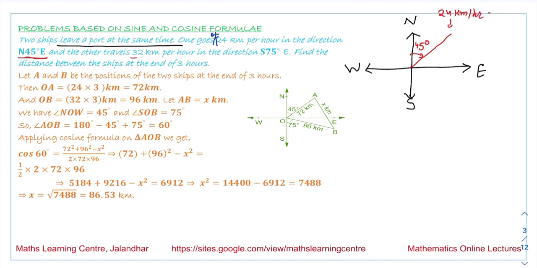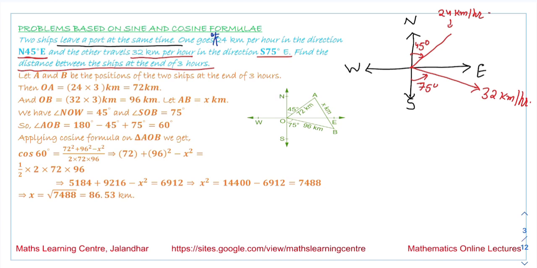And the second ship travels at 32 km per hour in the direction of south 75 degree east. So from south the angle we have is 75 degrees towards east, and the speed of this ship is given to be 32 km per hour. Now we have to calculate the distance between them at the end of 3 hours.